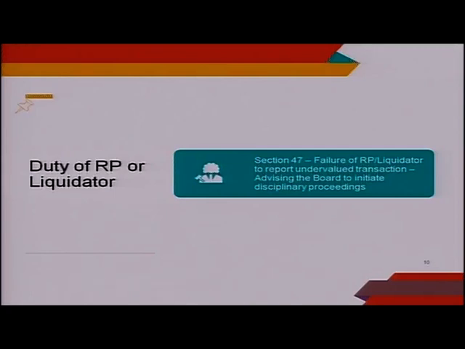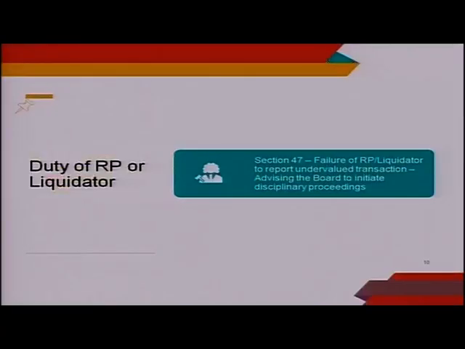Then one more aspect. As I mentioned, there is a duty of the RP or the liquidator to file for preferential transactions or for avoidance of the undervalued transaction. Now friends, one more aspect. Under Section 47, supposing the liquidator or the RP does not find such a transaction and does not file this application, that means he misses this kind of transaction. Then what happens? Section 47 clearly says that in case the RP or the liquidator fails to report the undervalued transaction, it is only related to undervalued, then the adjudicating authority is directed to advise the Board to initiate disciplinary proceedings. Disciplinary proceedings can also be initiated if the RP or the liquidator fails to file or report such undervalued transactions. So I would say it is the duty of the RPs or the liquidator, and they must perform this duty with complete sincerity.